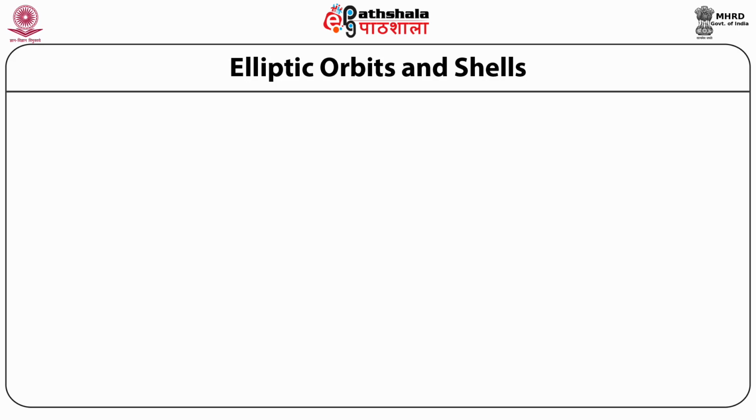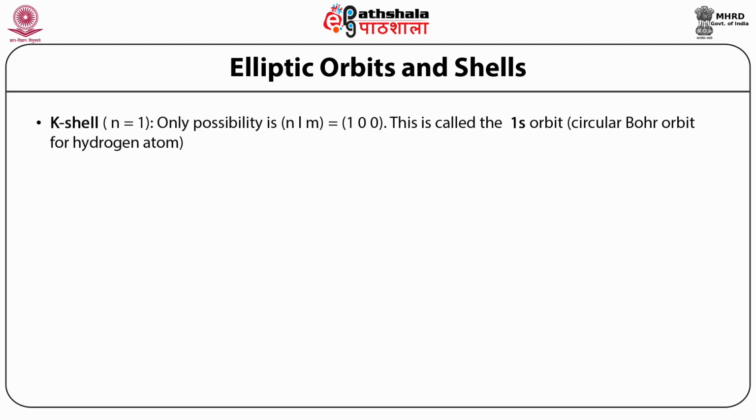Elliptic orbits and shells. It's very important, as I said, to define the shells on the basis of the quantum number n. So n equal to 1 is the K shell. I think I have told you about it. N equal to 2 is the L shell. The K shell consists only of a 1s orbit, which is a circular orbit for Bohr's hydrogen atom. So if you talk about the quantum numbers n, l, m, n is 1, then l can only be 0 and m also has to be 0. That's for the K shell, so it can accommodate 2 electrons.